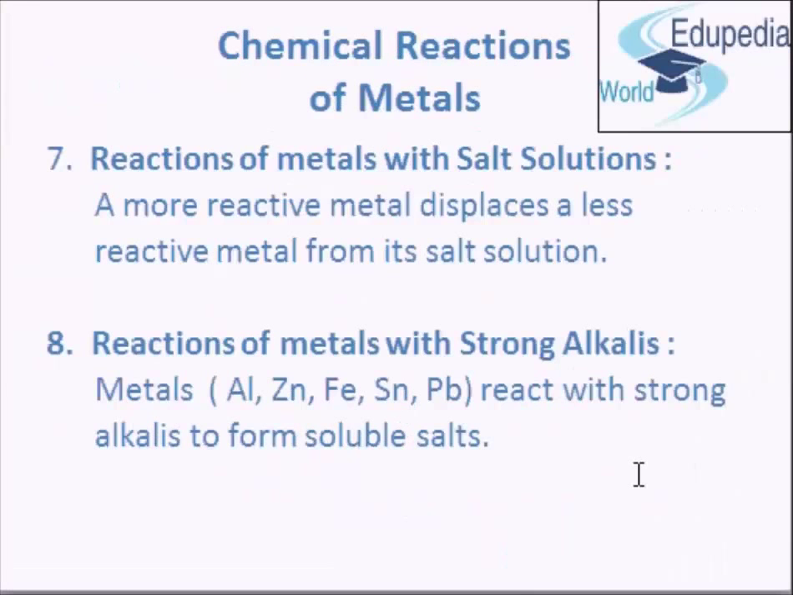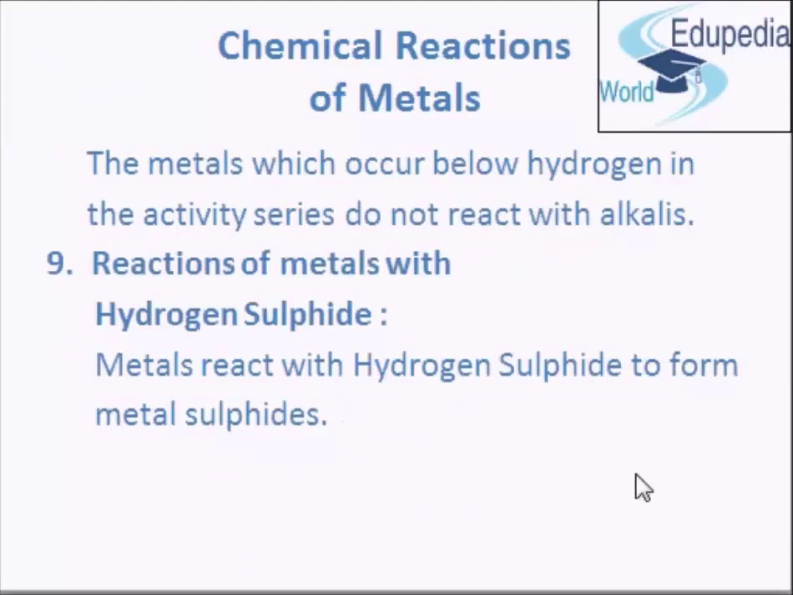Now next chemical reaction will be reaction of metals with hydrogen sulphide. Metals react with hydrogen sulphide to form metal sulphide. Silver ornaments and silver coins become black due to formation of Ag2S. The chemical reaction will be like this.